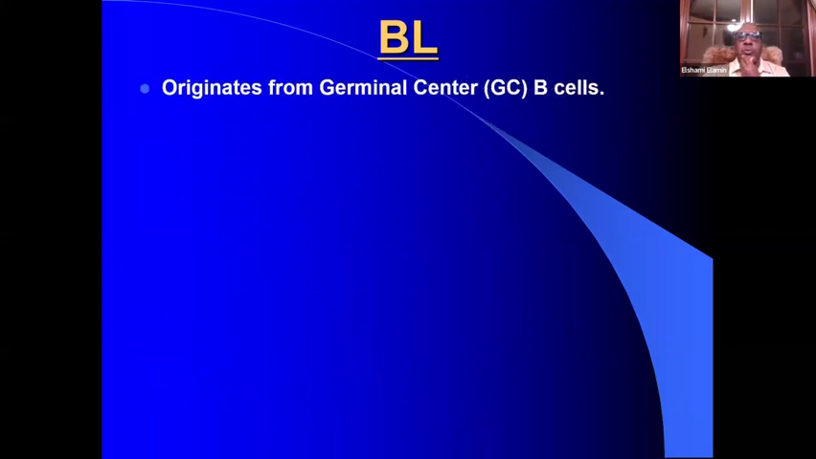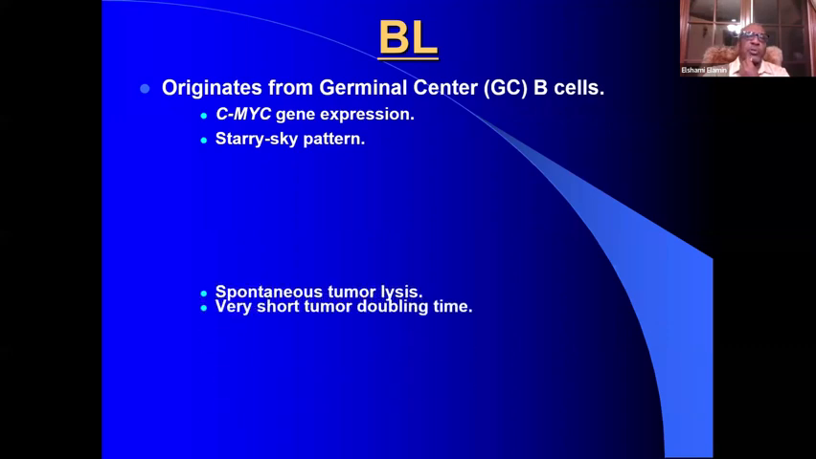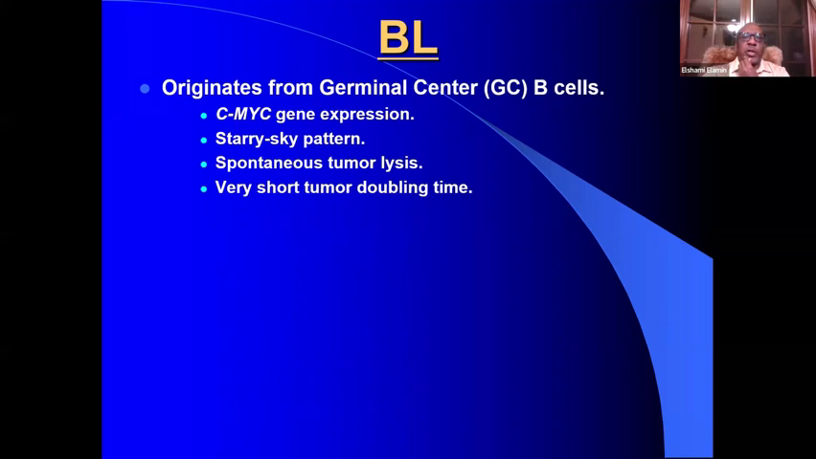Burkitt's lymphoma originates from germinal center B cells. It is c-MYC positive. Under the microscope it has a very characteristic appearance, which is a starry sky pattern. Spontaneous tumor lysis can occur because it's very rapid. It doubles in days, if not weeks, very short tumor doubling time.